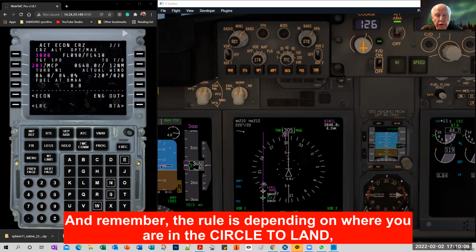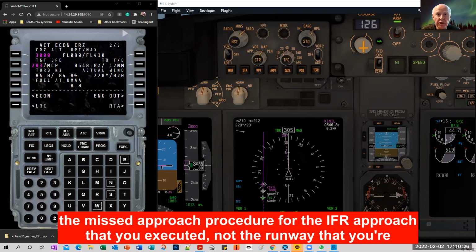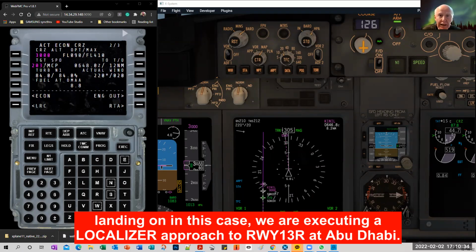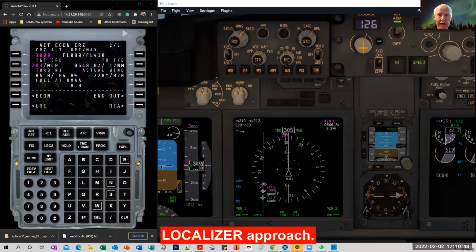And remember, the rule is, depending on where you are in the circling to land, if a missed approach is required, that is, go around in a missed approach, you must complete the missed approach procedure for the IFR approach that you executed, not the runway that you're landing on. In this case, we are executing a localizer approach to runway 13 right at Abu Dhabi. And in the case of a missed approach, we must carry out the missed approach procedure for that localizer approach.